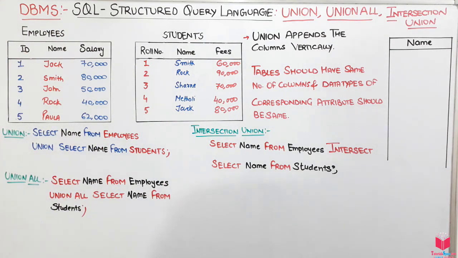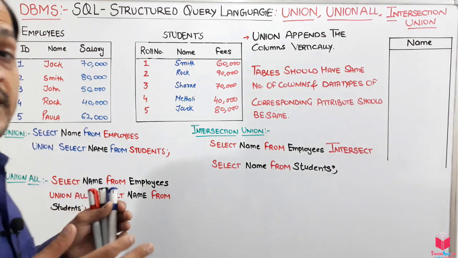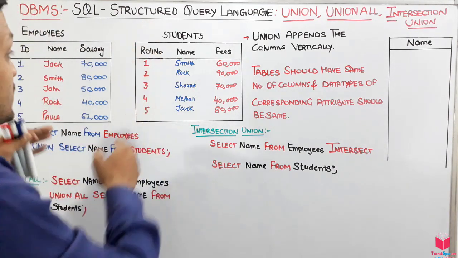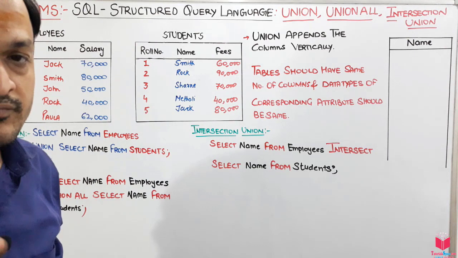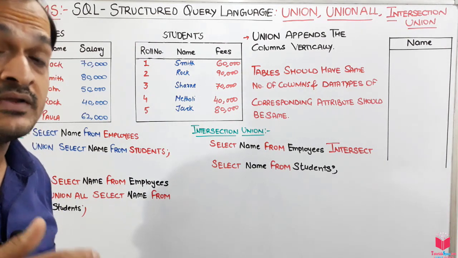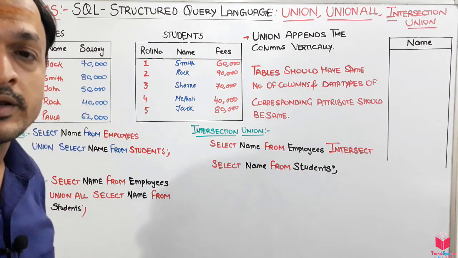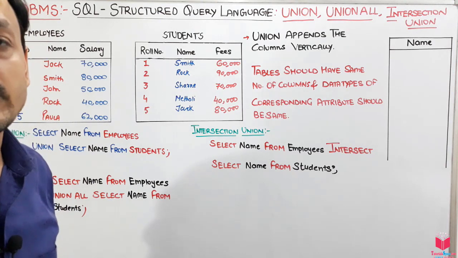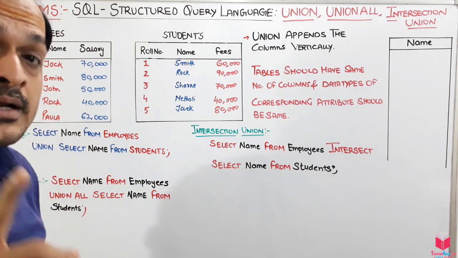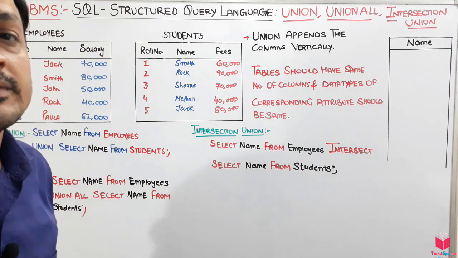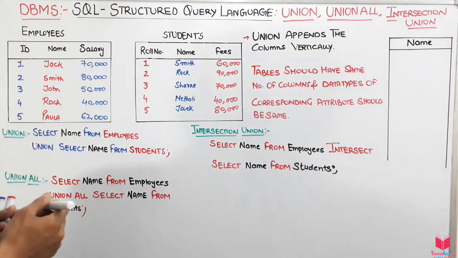So what exactly is the union? It will take all the values from the name attribute first, and if there is a repeated value, a duplicate value, it will skip that value. All the values will be considered, but duplicate values will be skipped. Okay, so what will be the output from this query?